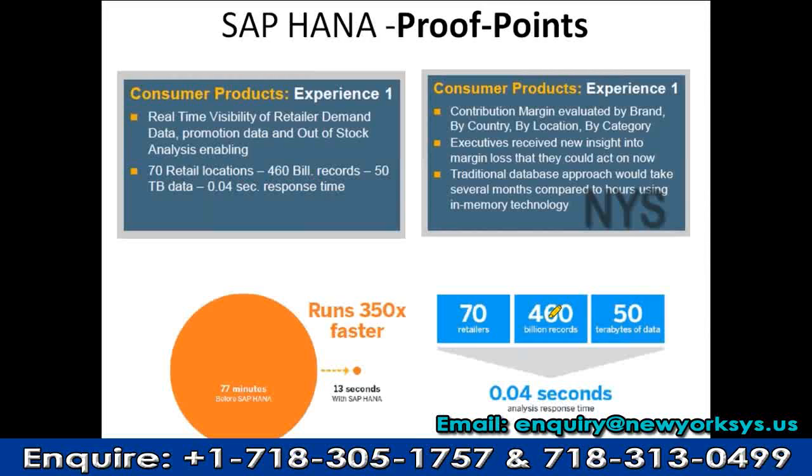See the amount of data we are referring to. It's 460 billion records and 50 terabytes of data. To process it earlier without HANA, it was taking around 77 minutes. The same with HANA took only 13 seconds, and the query returns in 0.04 seconds. It's 70 retailers with 460 billion records and 50 terabytes of data. When you query on that, the query responds in 0.04 seconds. That's the reason why we call HANA super duper fast, and you get all your results in real time.